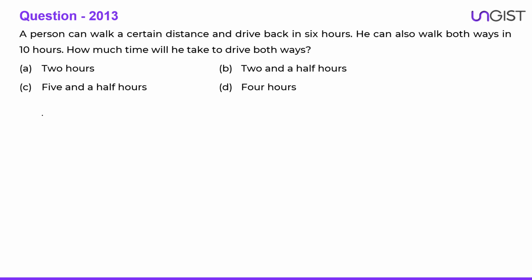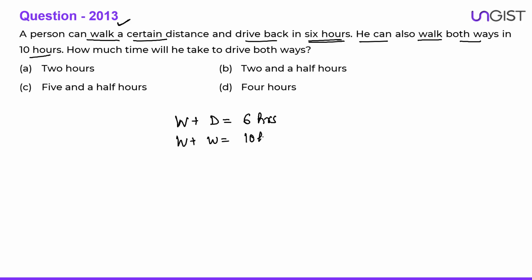Oh, this question again in 2013. So in 2013, they have asked 3 questions. All right. So the next question says a person can walk a certain distance and drive back in 6 hours. So walk plus drive, he is taking 6 hours, right? He can also walk both ways in 10 hours. So walk plus walk, it is 10 hours, right?